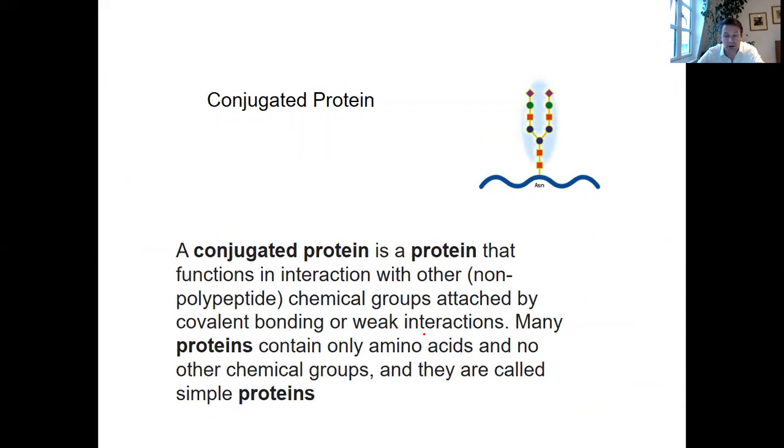Some term that you occasionally come across is a conjugated protein. Now, a conjugated protein is a protein that interacts with things that aren't proteins, and these can be joined by strong covalent bonds or weak interactions. So for instance, a glycoprotein is a conjugated protein because you've got sugars joined together to a protein.